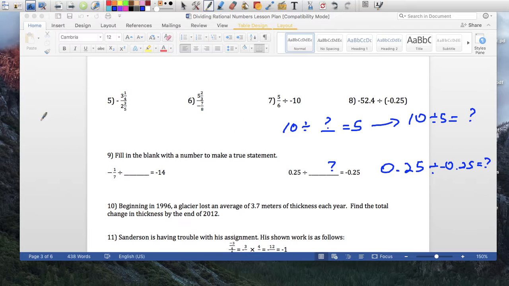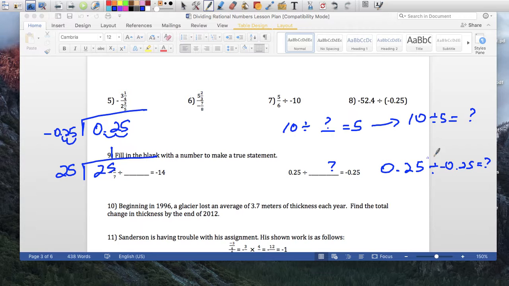So if I set that up, it's 0.25 divided by negative 0.25, and you obviously know what the answer is already. Move this decimal 2 over, it becomes 25. Move this decimal 2 over, it becomes 25, and 25 goes into 25 one time. But this has to be negative, right? Negative 1. Okay.